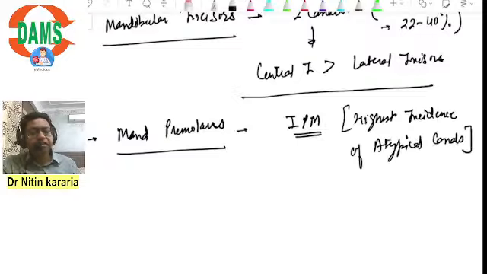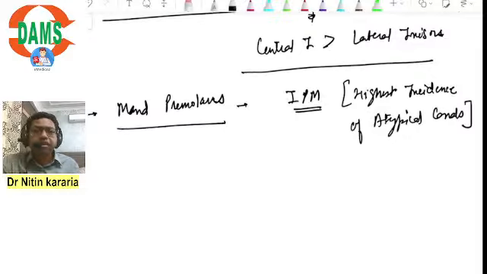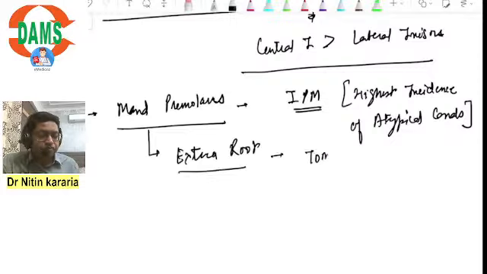It has the highest incidence of atypical canals, meaning more than one canal. At times it also contains an extra root, not only the extra canal, and this extra root is called Tome's root.